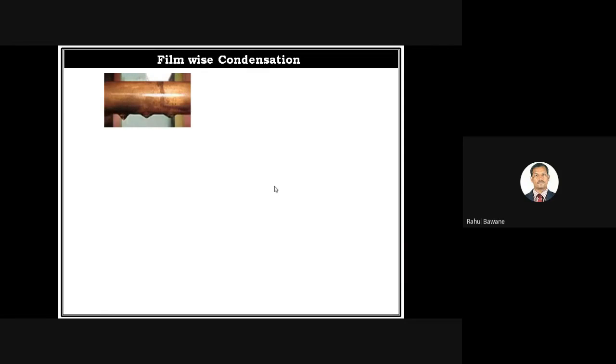Now, what is filmwise condensation? So this is the second picture, showing the dropwise. On the surface of the tube, we observe there are drops. So in between two drops, whatever portion is open is available for heat transfer. But in filmwise, the complete pipe section is covered by one layer of water. And due to heaviness, these form droplets, and after some time it will drip out, but the complete surface will be wetted.